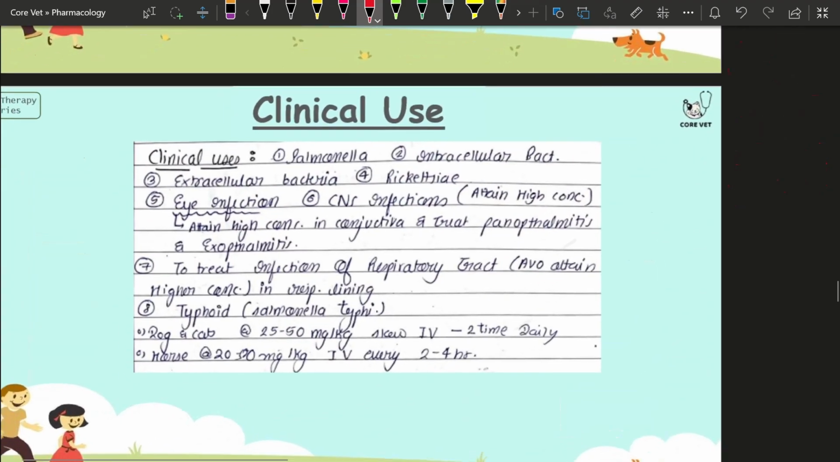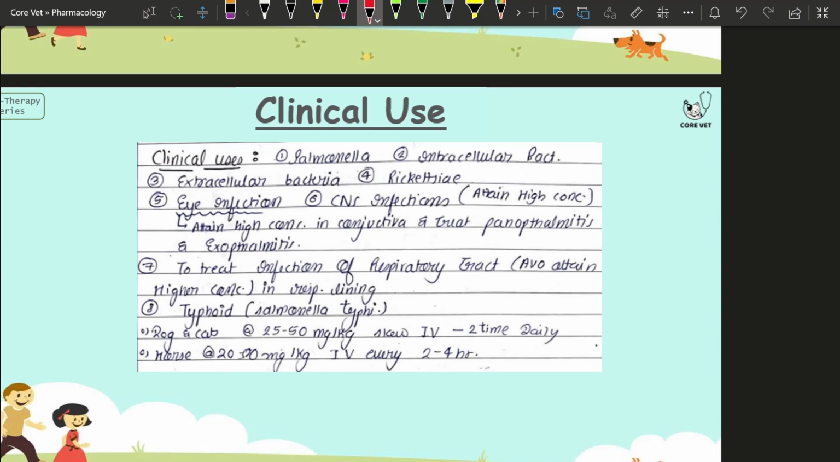Now, talking about the clinical usage of this particular class of drugs. You can use it in intracellular bacterial infection, in extracellular bacterial infection, in rickettsial infections, and in eye infection also, because I had told you that chloramphenicol is highly lipid soluble and widely distributed in the aqueous humor of the eye, right? So in eye infection chloramphenicol could be given because it attains high concentration in the conjunctiva and treats panophthalmitis and endophthalmitis, okay?